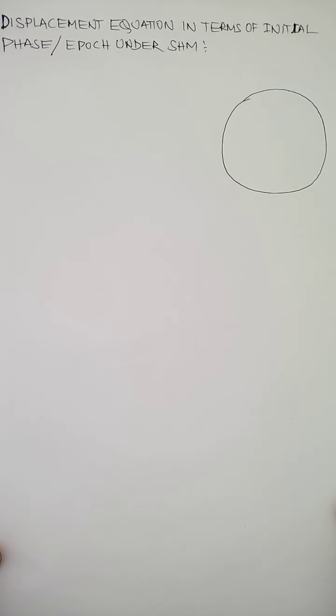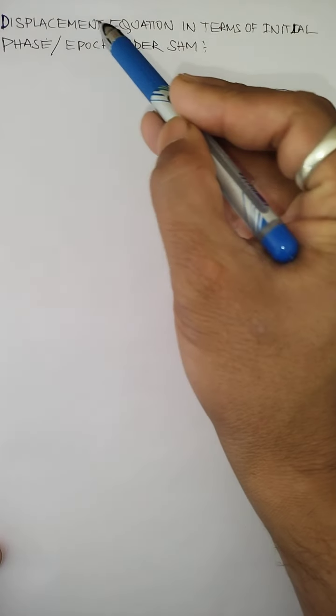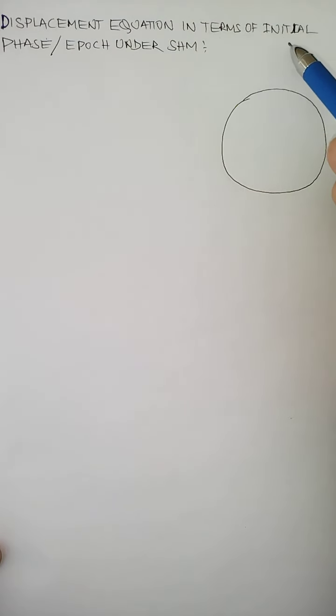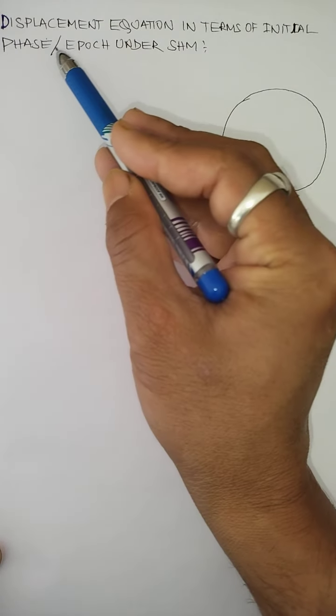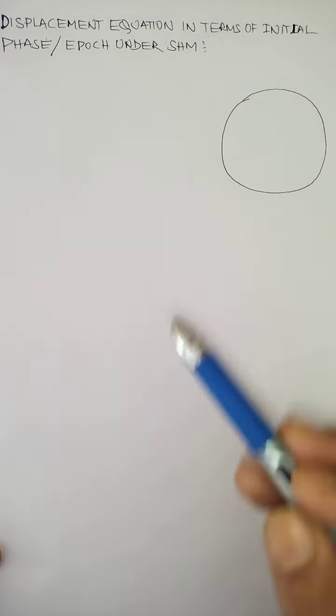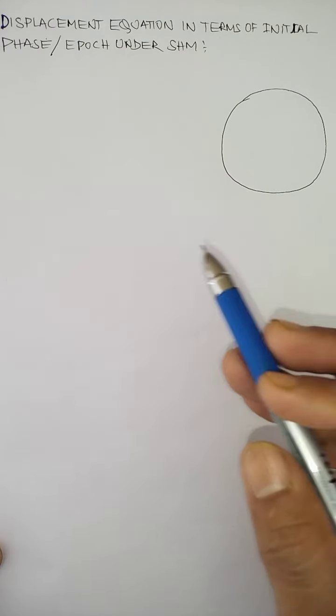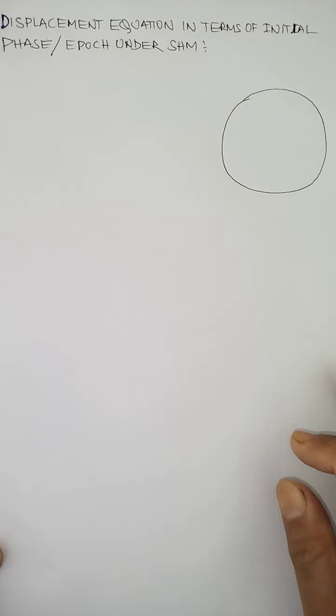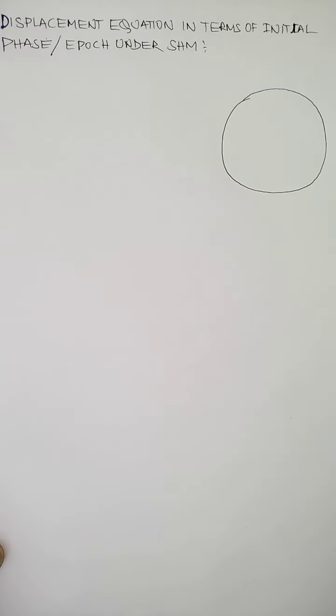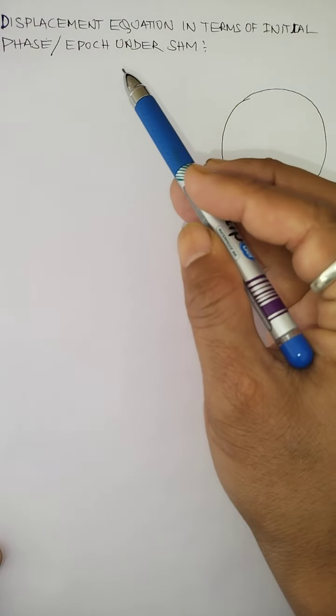Alright, dear children of class 11 science, now we do again a topic based on displacement equation in terms of initial phase. Now initial phase is also called epoch under simple harmonic motion. So in the last YouTube videos you saw we measured the displacement, velocity, acceleration in terms of simple harmonic motion, by considering that the particle displaced from the reference line, that is called origin, also called equilibrium position.